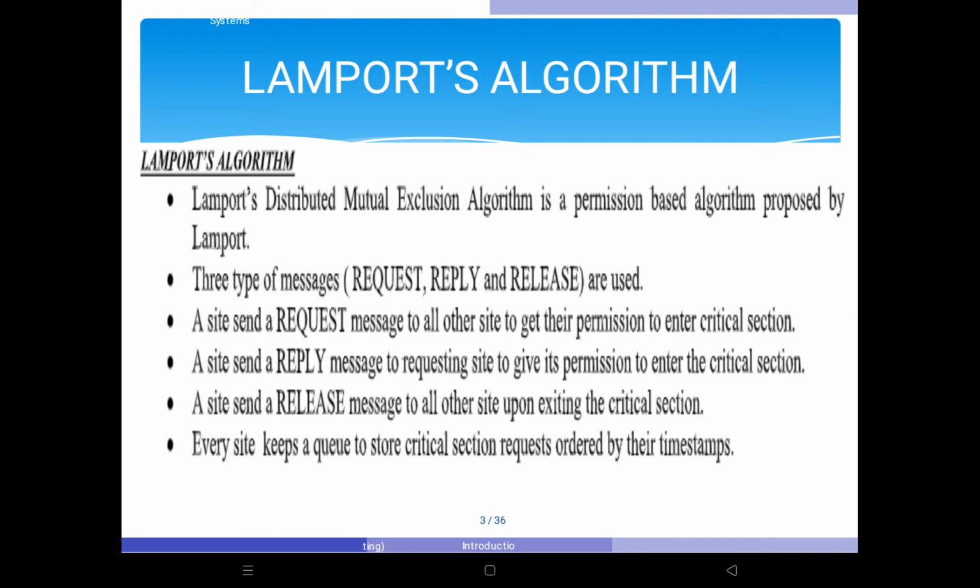Okay, every site keeps a queue to store the critical section requests ordered by timestamp. What do you mean by timestamp? A timestamp is given to each critical section request using the Lamport logical clock. Why do we use timestamp? Timestamp is used to determine the priority of critical section requests. The smaller timestamp gets higher priority over the larger timestamp.